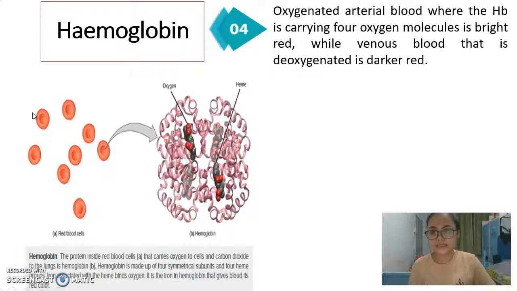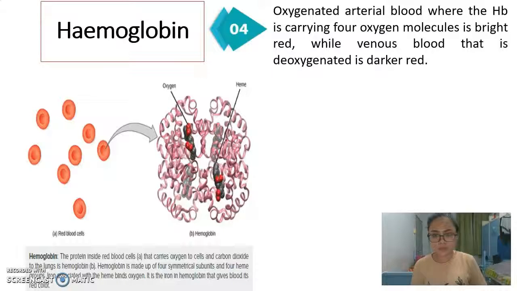So this is the red blood cell. This is the hemoglobin. The gray color is the heme. This one. And the red color is oxygen. The protein inside the red blood cell that carries oxygen to cells and carbon dioxide to the lungs is hemoglobin.